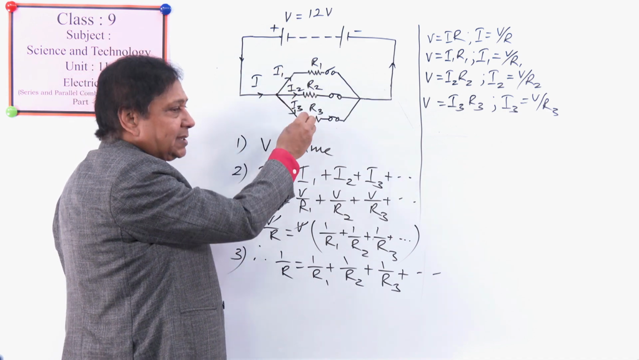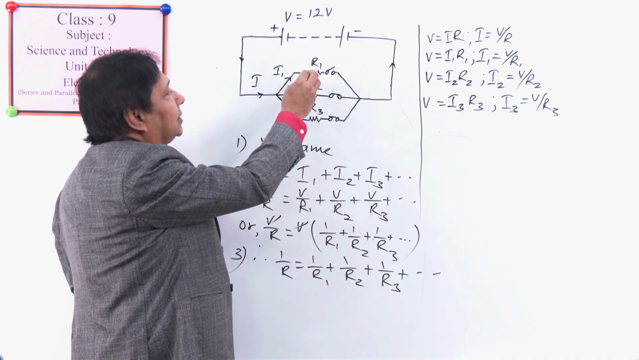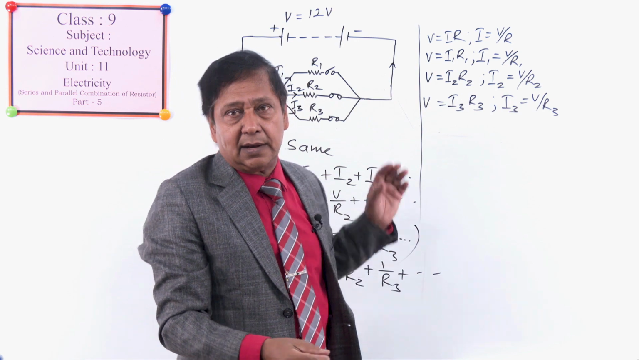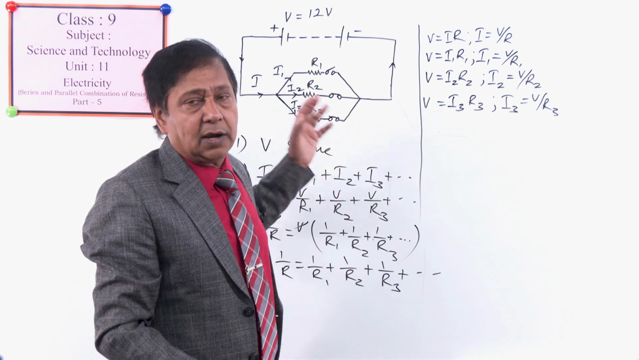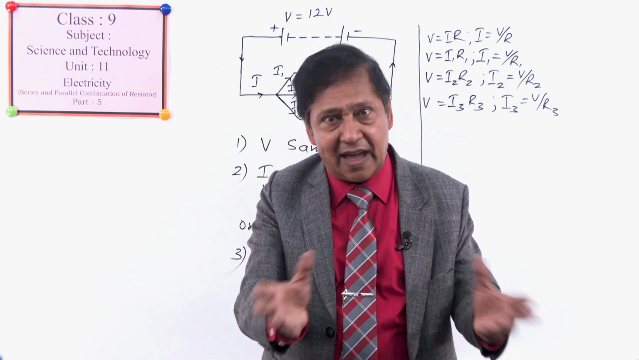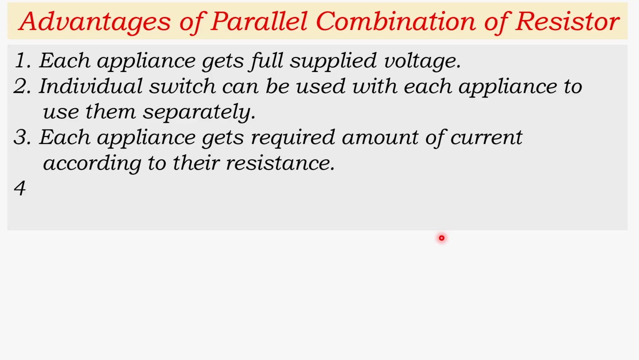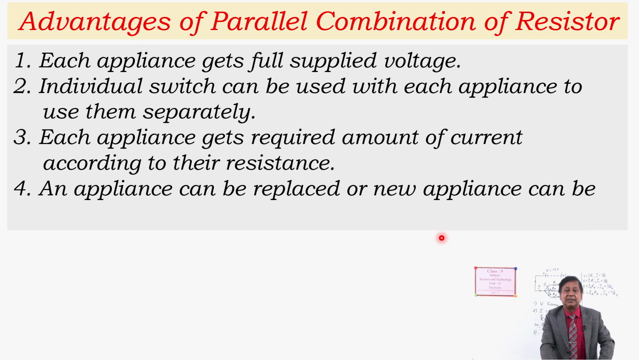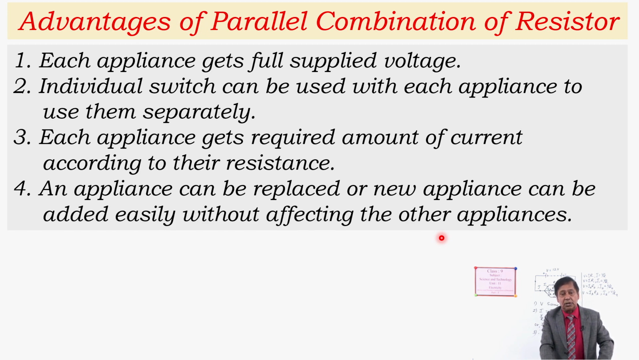According to the resistance, they pull the required amount of current. Current is different in this circuit, and according to their resistance, the value of current varies. Next, an appliance can be replaced or a new appliance can be added easily without affecting the other appliances.